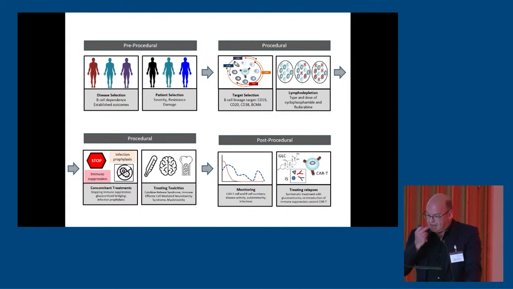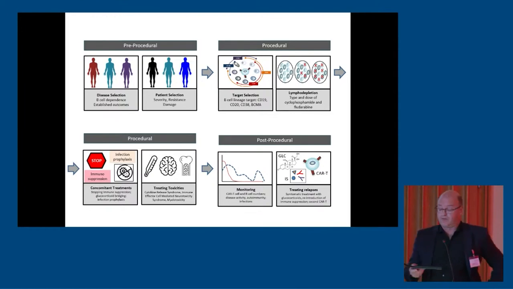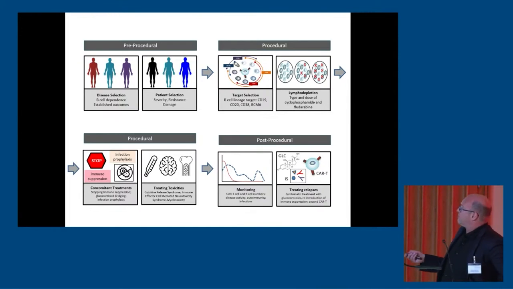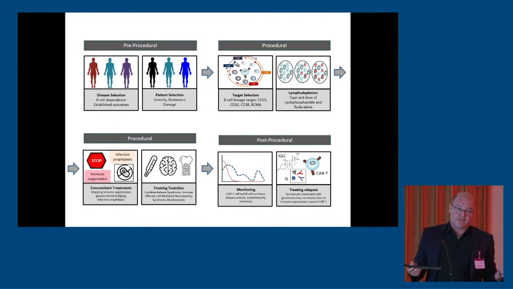And this is the last slide, or the second last slide, and I just want to share with you some considerations and challenges for the future. I think the critical part is pre-procedural things: disease selection, patient selection. Is it really a B-cell dependent disease? Have you established outcomes to measure response? And is there not too much damage in a certain patient? Because if there is damage, you will not see, of course, an improvement.